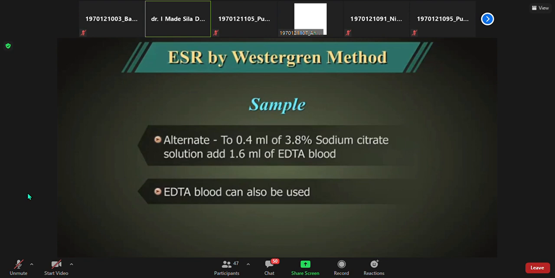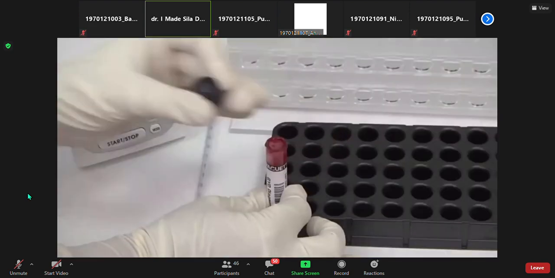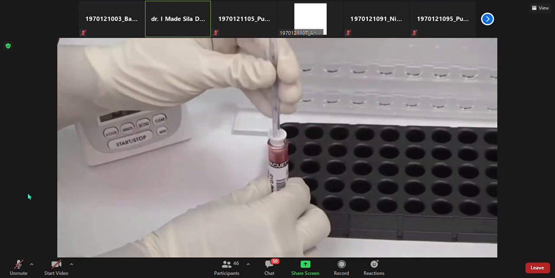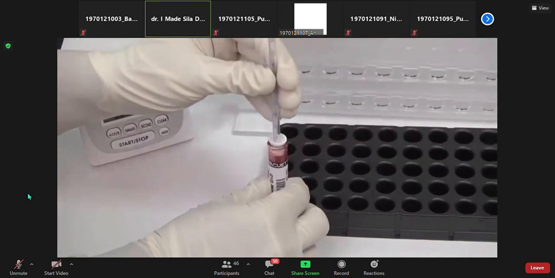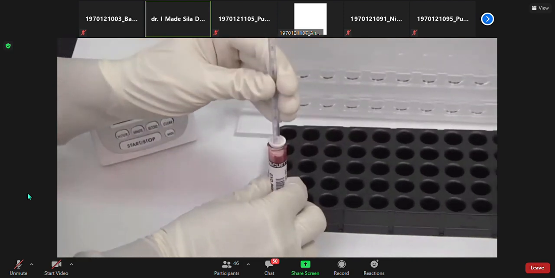Note: you can also use EDTA blood. If kept at 4 degrees centigrade, it can be used up to 24 hours. In this case, mix the EDTA blood well and place 1.6 milliliters into the trisodium citrate solution. Open the vacutainer gently.